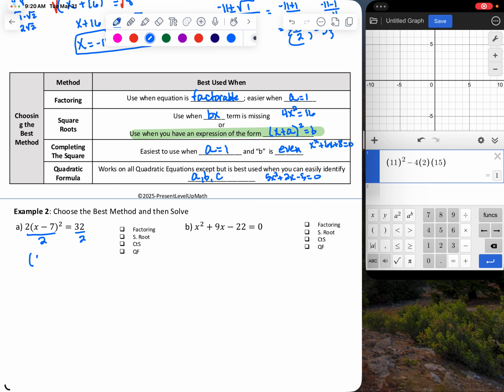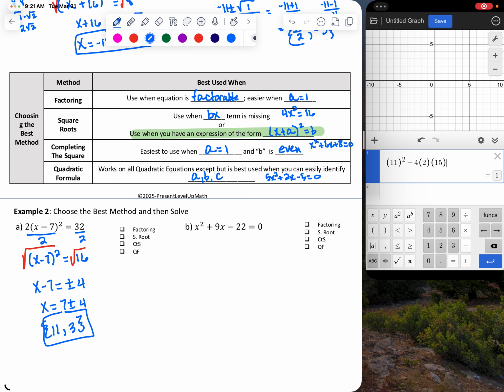So now I have isolated the x squared term, and I can take the square roots. So square root of this side, square root of this side. So x minus 7 equals plus or minus 4. Now add 7. So this will be 7 plus 4, 11. 7 minus 4, 3.